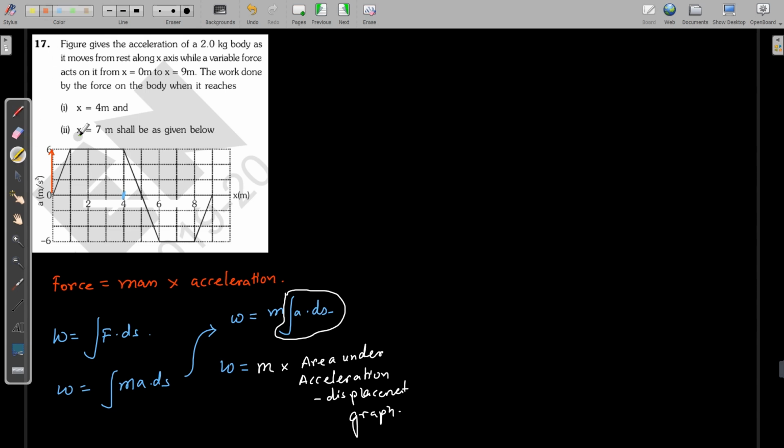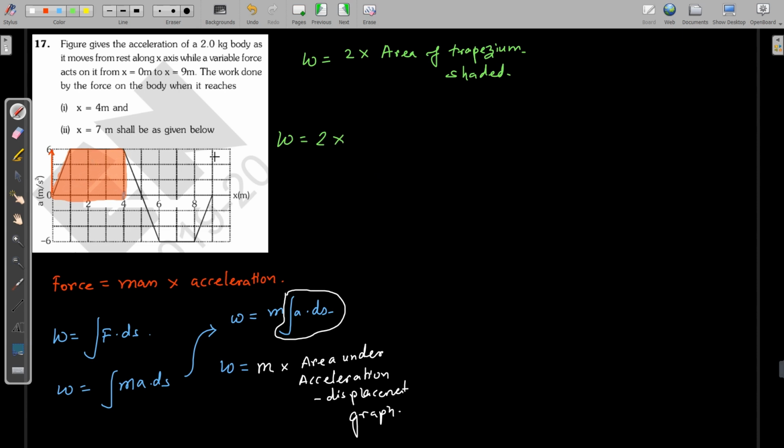So the first question given is x equal to 4. The work done by the force on the body when it reaches x equal to 4. So x equal to 4 means this is the area that I have to consider. What is this? Trapezium. So work done, we will do what? Mass 2 kg into the area of the trapezium that I have shaded just now. So 2 into the area under the shaded trapezium.